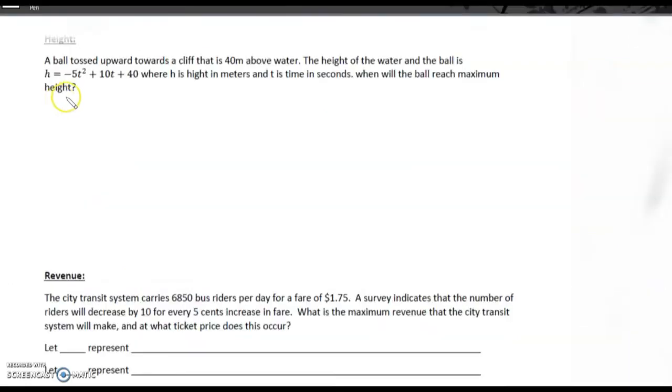Okay, height. A ball is tossed upward towards a cliff that is 40 meters above water. The height of the ball above the water is given by this equation, h equals -5t squared plus 10t plus 40, where h is the height in meters and t is the time in seconds. When will the ball reach maximum height? Okay, so we have this equation here, and we want to find the maximum, which is the vertex.